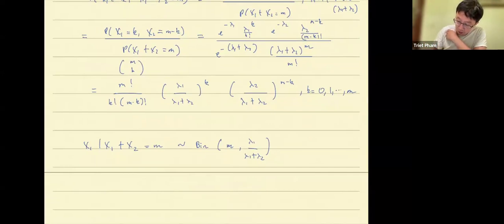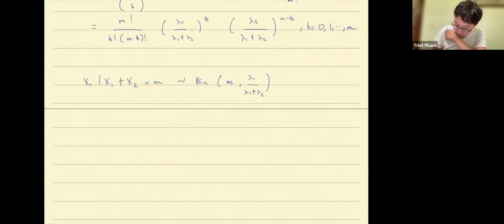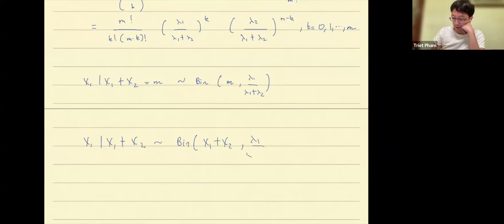The next thing we do is remove the conditioning. Again, it's a formal step, but it's important. So X1 conditioned on X1 plus X2 will be what? A binomial with X1 plus X2 trials and success probability lambda 1 over lambda 1 plus lambda 2. Okay, like that.